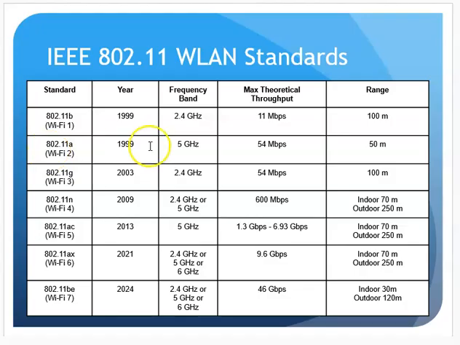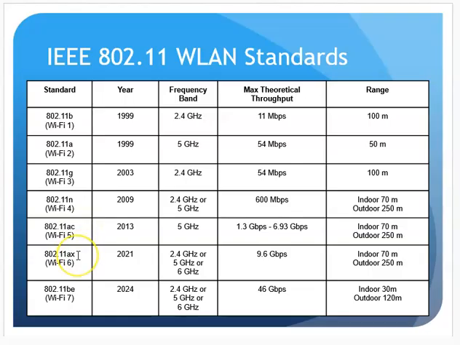11A was developed next, 1999 ballpark, 5 gigahertz range, 54 meg, 50 meters. 11G, for a lot of people, we used 11G for a long time. 2003 time frame, 2.4 gigahertz band, 54 meg, 100 meters. And then 11N, 2009 time frame. Now we have two different frequency bands to use. 600 meg throughput, indoor 70 meters, outdoor 250 meters.